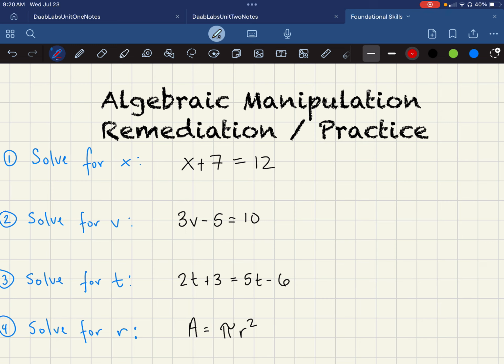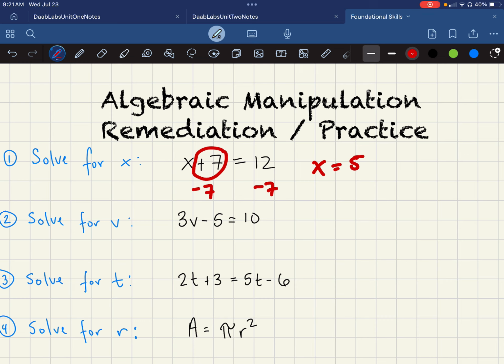The only thing I'll remind you is that when we want to take something that's been added to one side, then we need to subtract from both sides, right? And so then that would give us our x equals 5, right? All right, so hopefully that one is easy for you guys, okay?